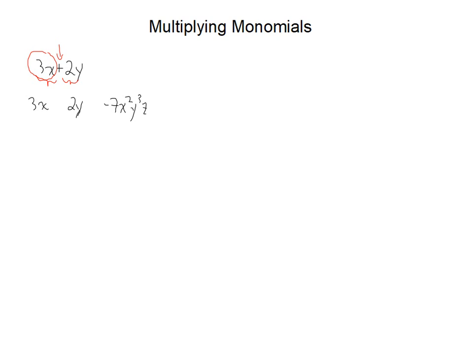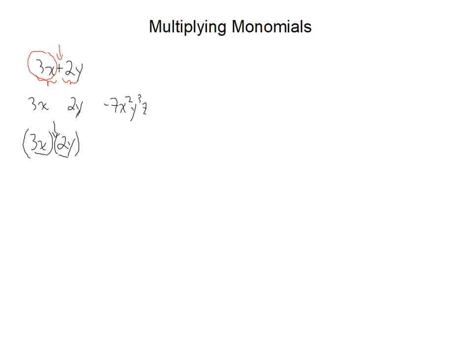So those are all monomials, and what we're going to do today is talk about multiplying and dividing those monomials. So let's start with 3x times 2y. I'm just going to show the multiplication by separating the two terms with brackets here. So the one term is in brackets, multiplied by the other term in brackets. The understood operation here is multiplication.